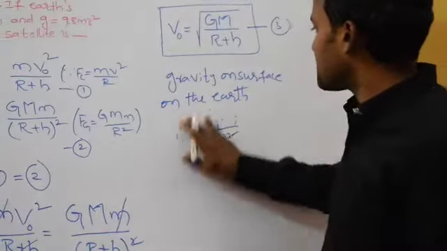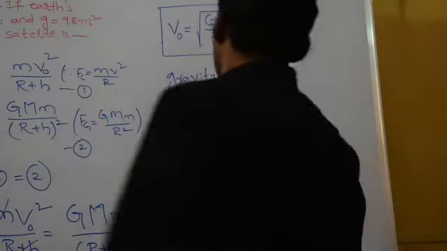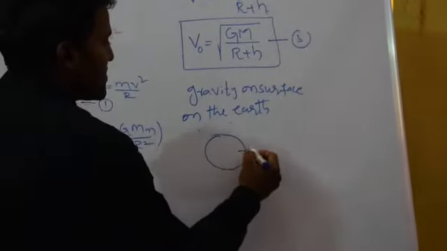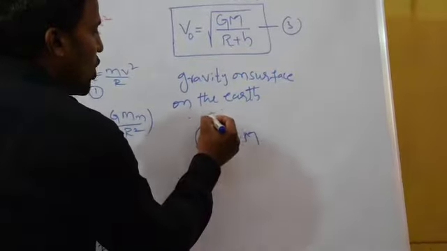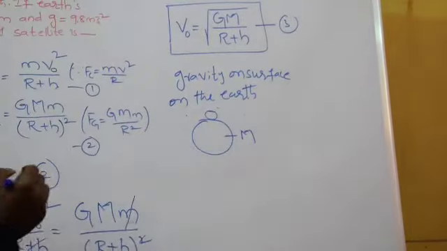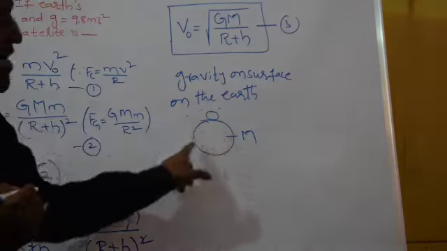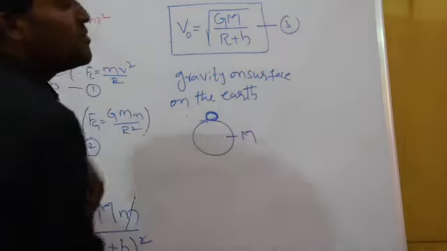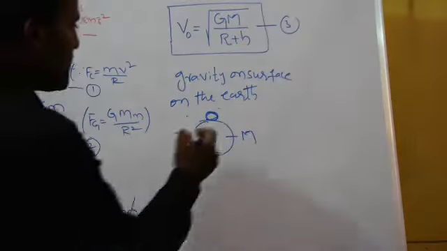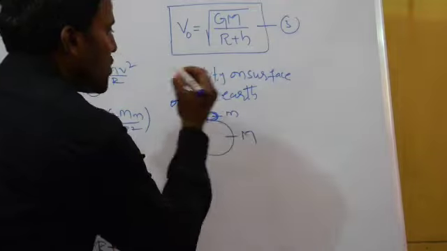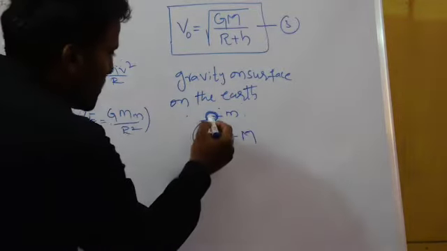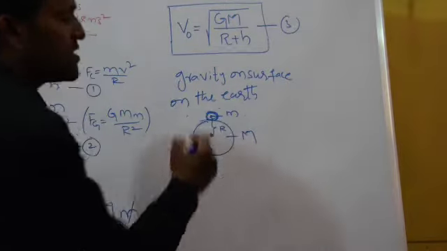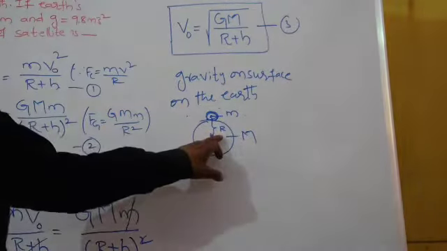For example, see this one. This is earth. Mass of the earth it is capital M, and a small object is placed on the surface of the earth. So the mass of the object it is small m. From here to here distance is, I am taking center of the earth to center of the object. It is distance is I am writing as R, isn't it?